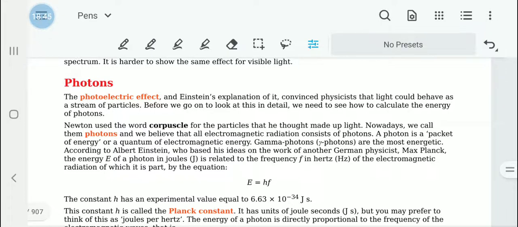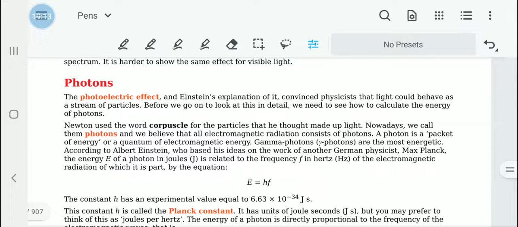Then we say that all electromagnetic radiation consists of photons. It's a packet of energy, or a quantum of electromagnetic energy. So that is what we refer to: the photon is the quantum of electromagnetic energy. Gamma photons are going to be the most energetic.